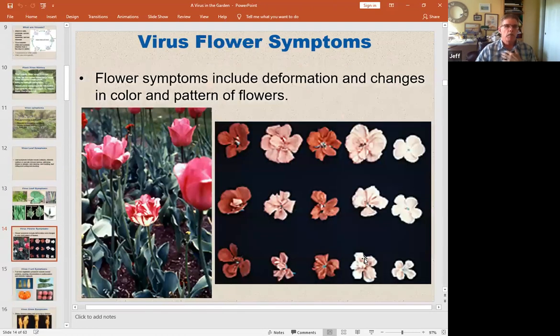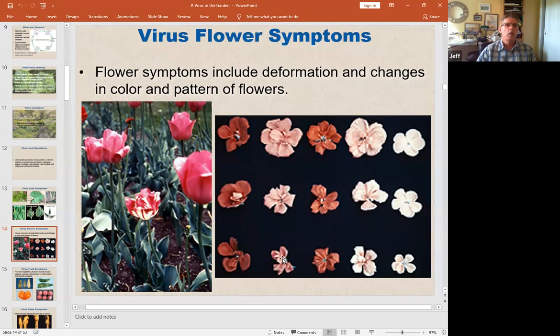Flowers have a little bit different problem with viruses. So here you see a tulip infected with the virus, and it has red and yellow streaks. They call that color breaking when the virus does that to the flower. The virus can also cause distortion of flower parts. As you go down, the symptoms become more severe. From here to here, you can see a difference, and color changes as well.